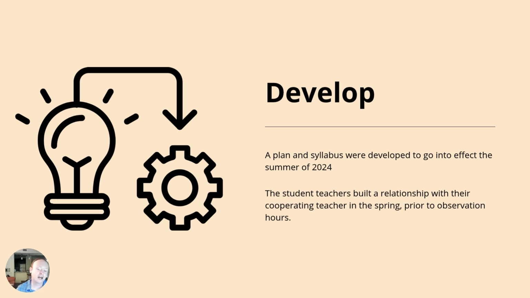Next, we want to develop. So the second D, we put a plan and a syllabus in place, and they went into effect in the summer of 2024. The student teachers were able to build a relationship with their cooperating teacher that spring, prior to their observation hours that summer. So they had a schedule together. Were they going to go to FFA convention? Were they going to go to FFA camps? What days were they going to meet with that cooperating teacher?